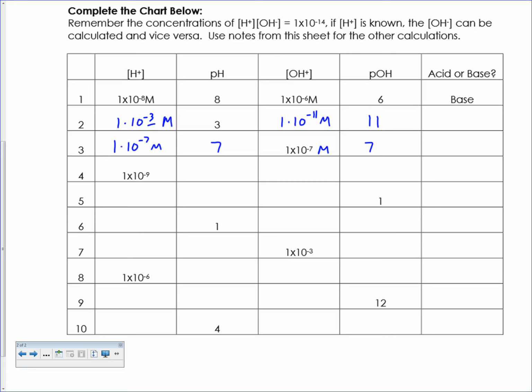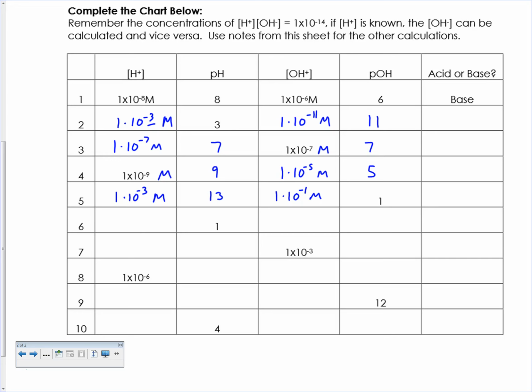For number 4, we've got negative 9 there, so that means the pH is 9, which means the pOH is 5, which means this is 1 times 10 to the negative 5 molar. All right, row number 5 here, we've got pOH is 1, that means pH is going to be 13. 1 times 10 to the negative 1 for the concentration of OH, 1 times 10 to the negative 13 for the concentration of H+.